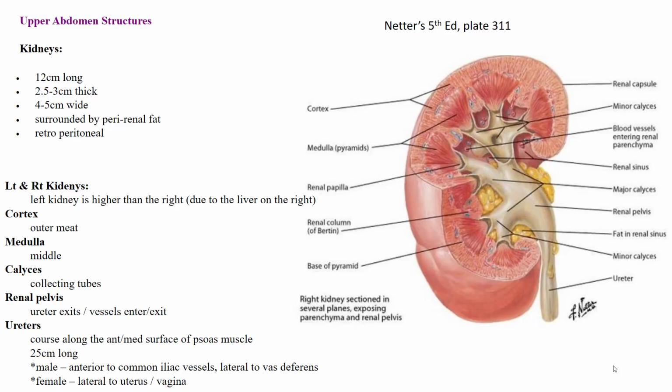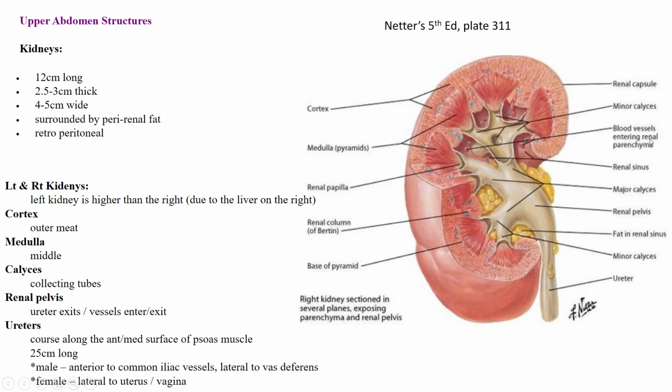There's a left and a right kidney, and a couple slides away we'll be able to see both kidneys together, and you will see that the left kidney is generally higher than the right, and that is because of the liver. The thickness of the liver causes that right kidney to sit a little bit lower than the left one.